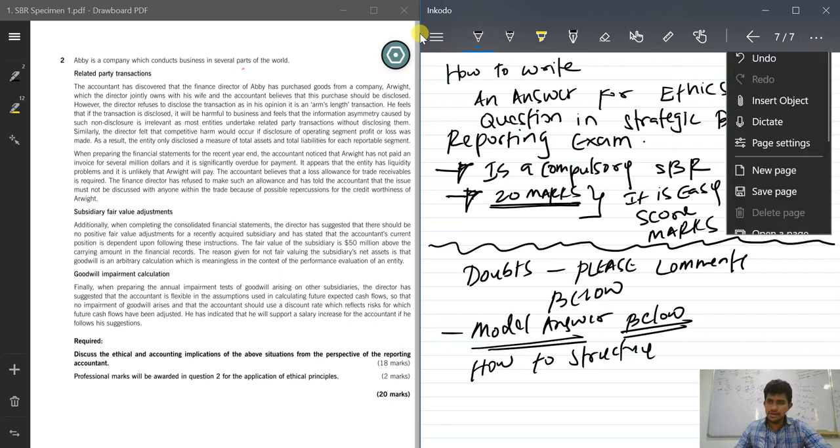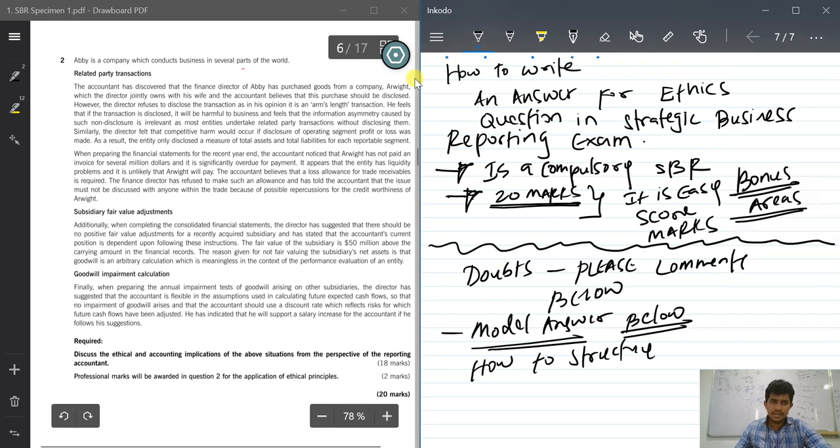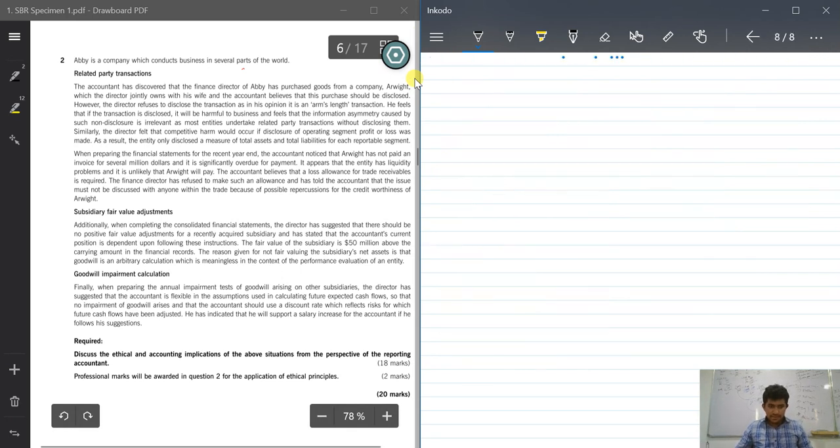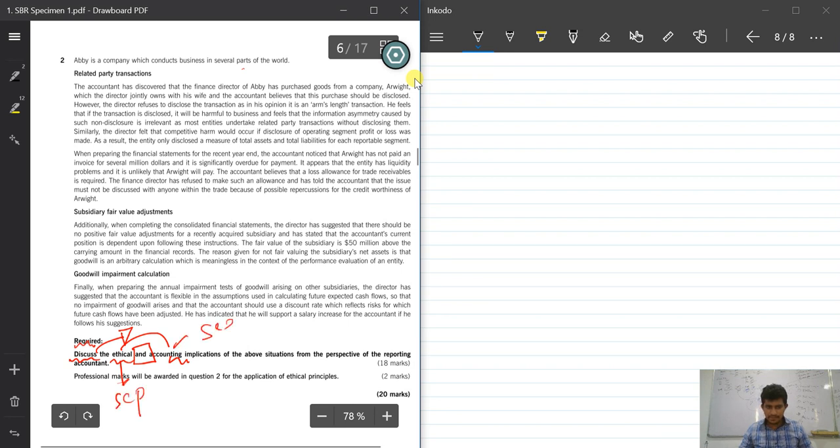Okay, now let's start. Whenever you go to the exam, the first thing you should consider is the requirement, because you already know that this question is compulsory. So the requirement clearly states: discuss the ethical and accounting implication. Now see, ethical and accounting implication. Ethical is a separate question and accounting is a separate question. And they're clearly mentioning implication.